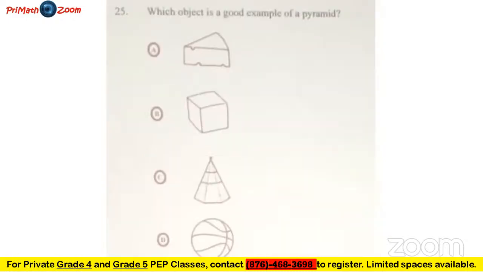Number 25, it says, which object is a good example of a pyramid? Remember now that a pyramid is where we have triangular faces meeting at the top at an apex. And so here, this A would not be a pyramid, nor would B. C is a pyramid because we have triangular faces meeting at the top to form an apex. And D, we know is a sphere, so the correct answer is C.